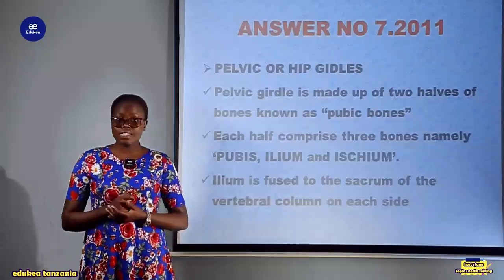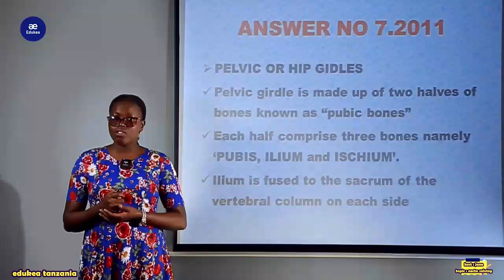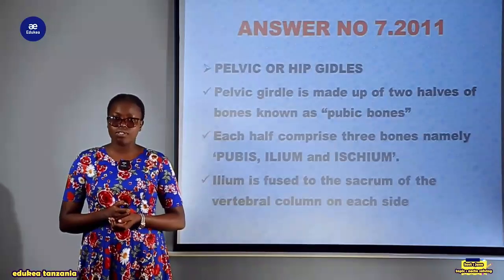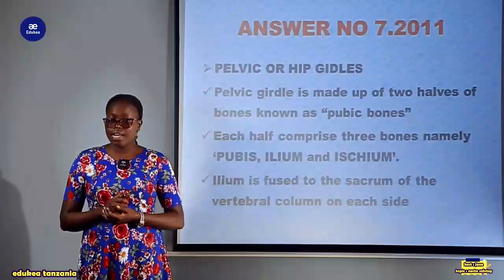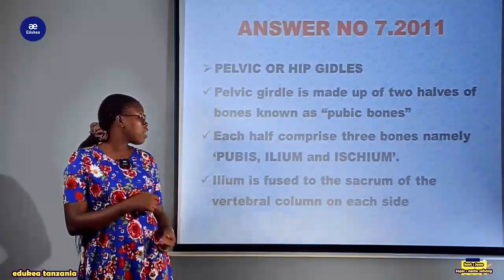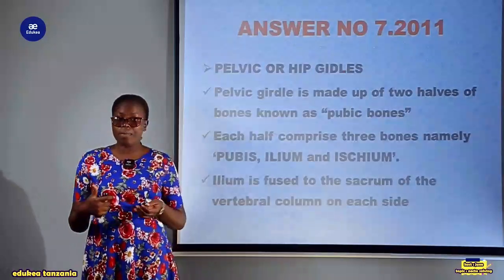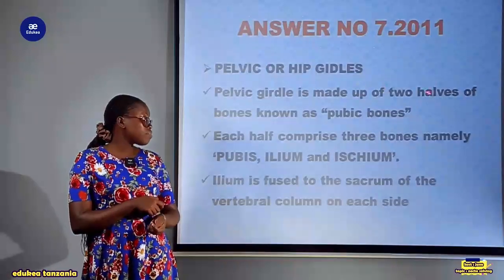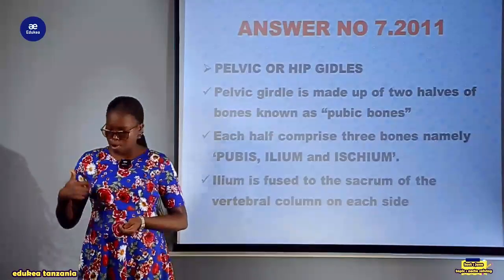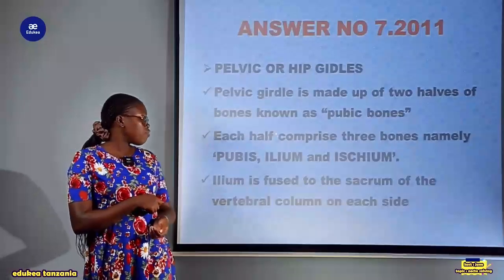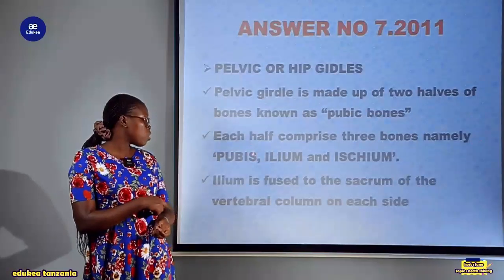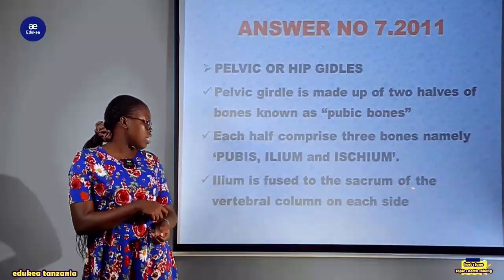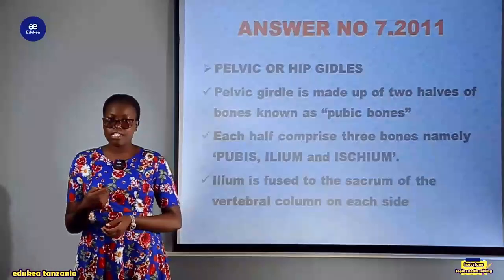So let us solve the question. We are required to explain the function of the limb girdles. As one of the structures or components of the lower limbs, we have the pelvic or hip girdle, which supports the hip area. The pelvic girdle is made up of two halves of bones known as the hip bones, and each half comprises three bones: the pubis, ilium and ischium. The ilium is fused to the sacrum of the vertebral column on each side. This is just the structure.